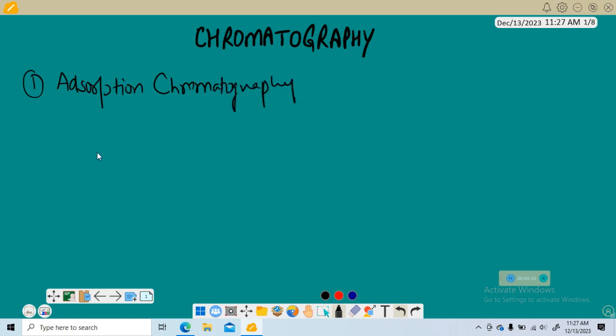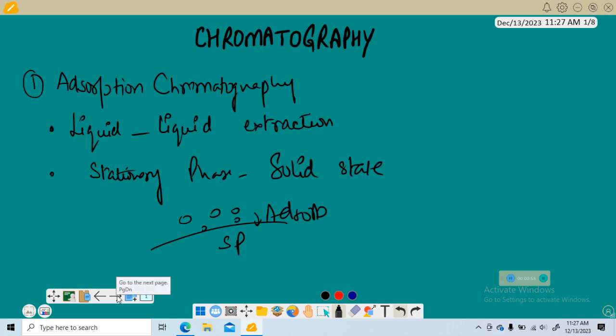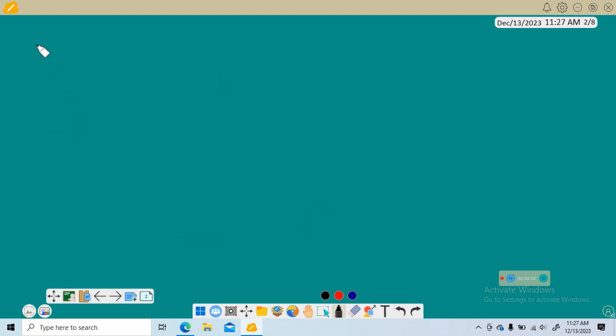In adsorption chromatography, separation is based on adsorption. Here we have liquid extraction, and then the stationary phase, that is the solid state. So let's say this is a stationary phase and here gas or liquid components are there, so they will get adsorbed to the stationary phase. It's adsorbed, not absorbed.